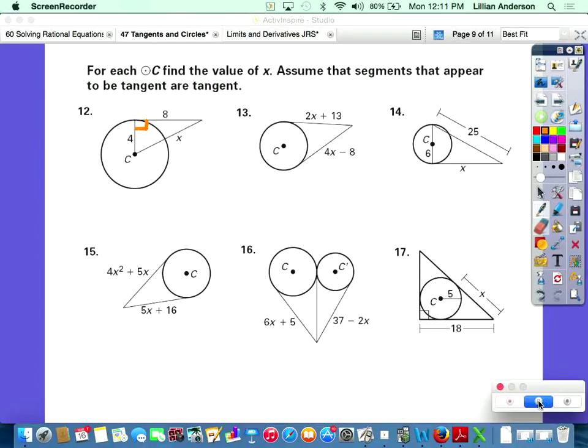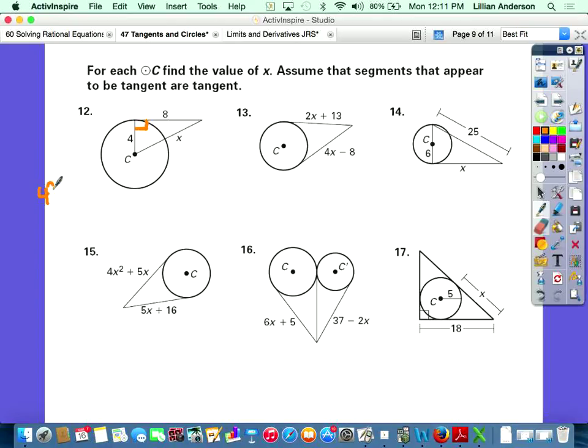So you should have set it up: 4 squared plus 8 squared equals X squared. 4 squared is 16, 8 squared is 64, 16 plus 64. So when I take the square root, I get 8.9. Now you gotta be careful. 8.9 is the entire hypotenuse. X is only talking about this part right here.